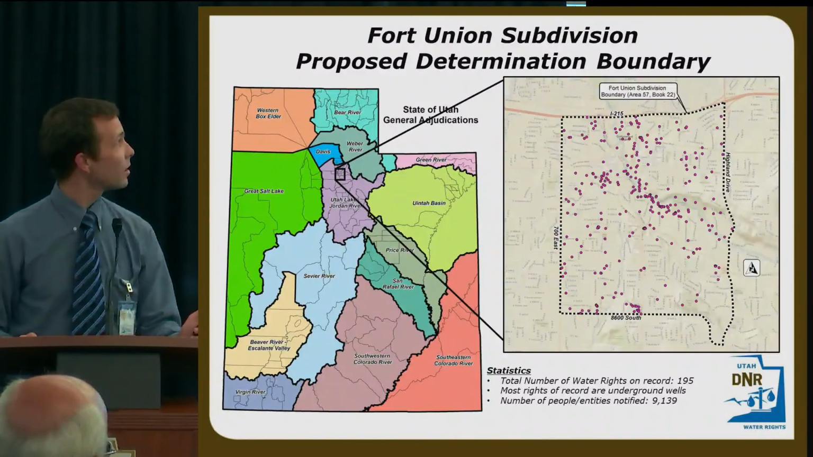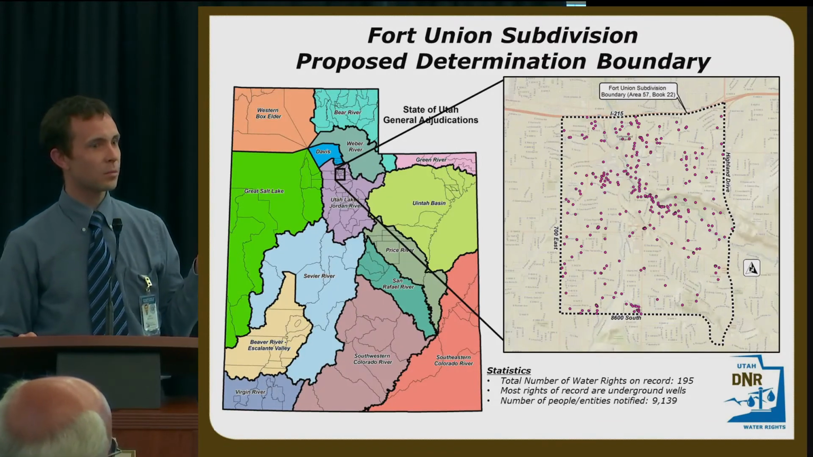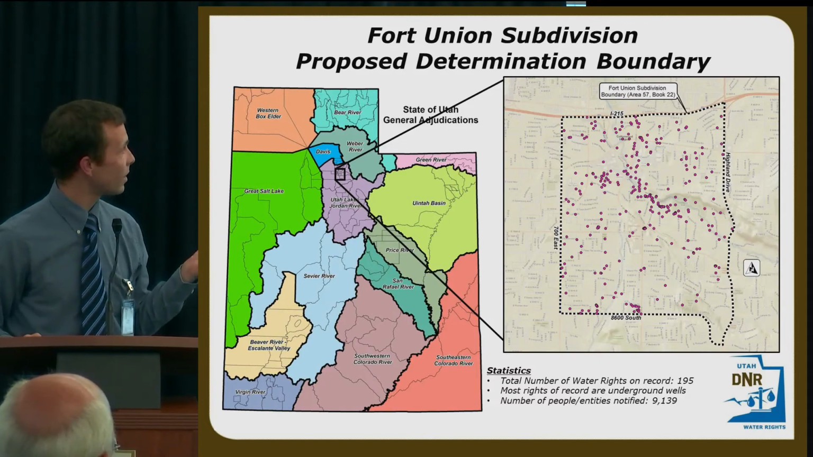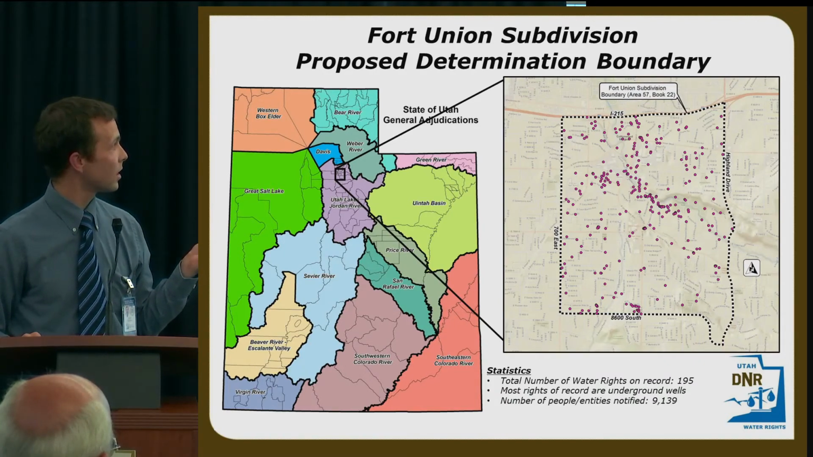Okay, so here we are. This is where we are tonight. It's the Fort Union area, and I think a gentleman asked about, are we doing this across the whole state? And the answer again is, right now we're focused on the Utah Lake and Jordan River adjudication, which is quite broad. Utah County, Wasatch County, Salt Lake County, and parts of other counties.